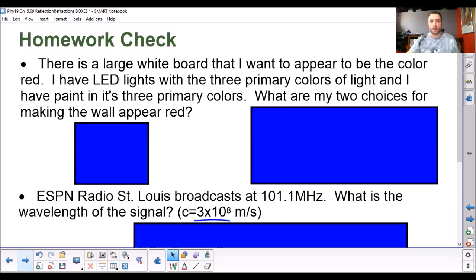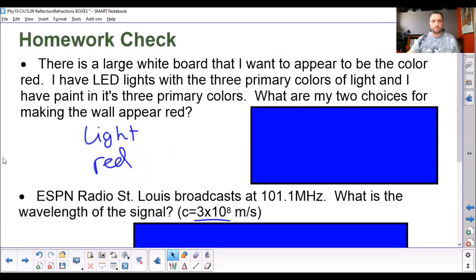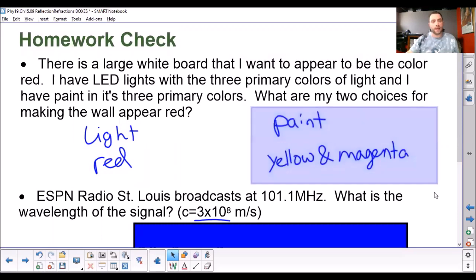You have a large white board and you want it to appear red, either using paint or using light. What would you do? Well, if you're going to use light, you shine a red light on it. But if you want paint, then you need to mix yellow and magenta together to get red.